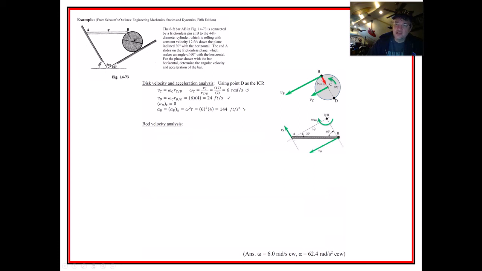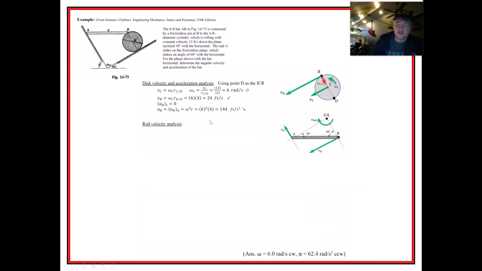As soon as we know the ICR, we're able to find what the angular velocity of that rod is going to be, because we just divide this velocity by this distance right here. But also from this diagram, we could now come to the conclusion of what direction the velocity at A has to be. And that's because it's rotating about that ICR. We can see that it has to be going up the plane. And we might have been able to use our intuition to find that.